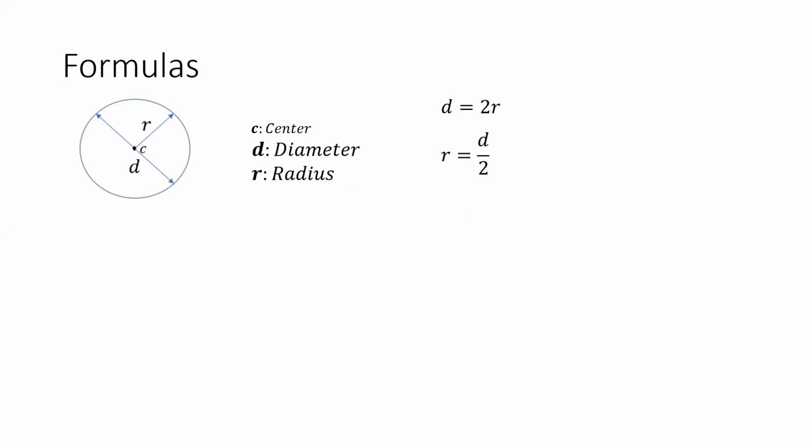Or if I have my diameter, I can divide it by 2. That will give me my radius. And then I'm sure you guys have at least heard of what pi is, if not know the first 3 digits of 3.14. Well, there's a ton of cool things about it.